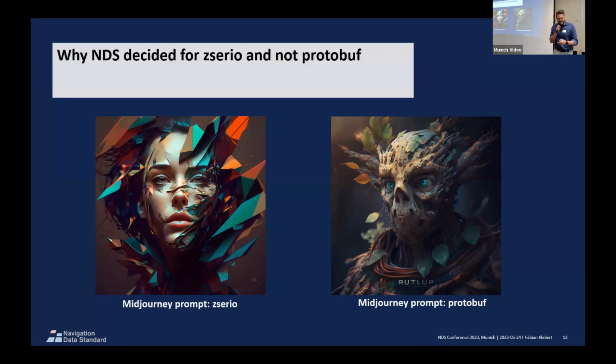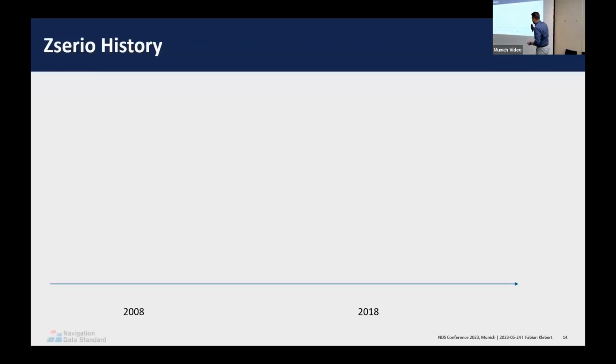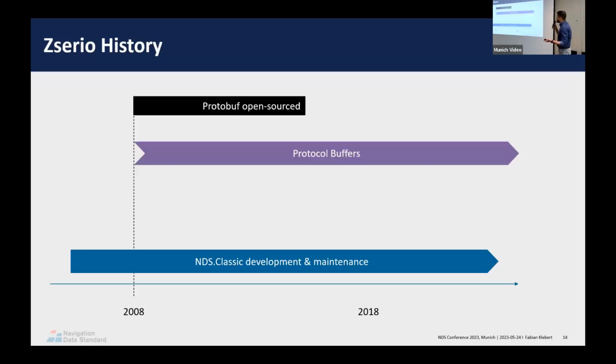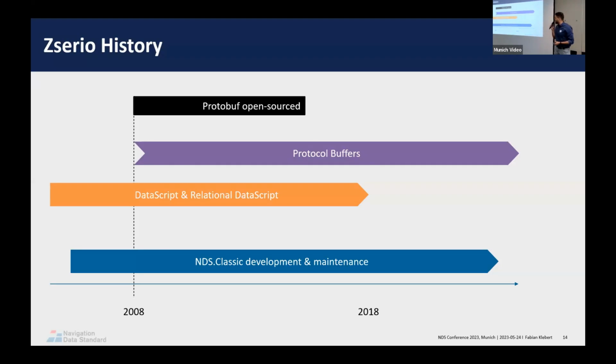All the machoism aside, a little bit of history of why we did that. In 2008, when NDS started the NDS Classic development, and the maintenance goes on, there was actually no open source Protobuf available. So you see Protocol Buffers. So I said something wrong. Actually we started before 2008. And in 2008, Protobuf was open sourced. So actually it came too late. That's the thing. If it would have been there, it probably would have been a good candidate, and I wouldn't hold this session at the moment, because we would simply stick with it and be happy with it. That could very likely be the case. But as a matter of fact, we had to find something different.